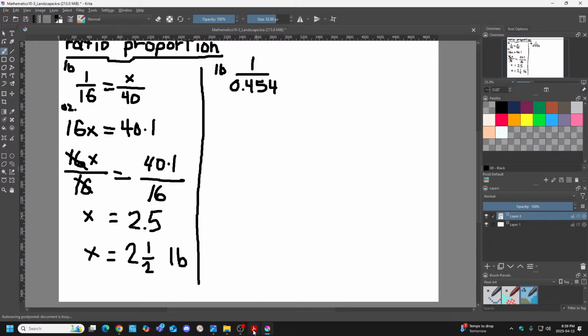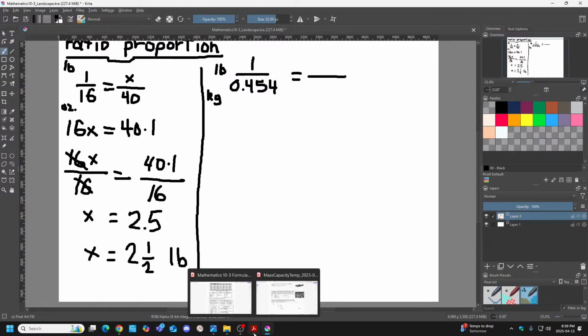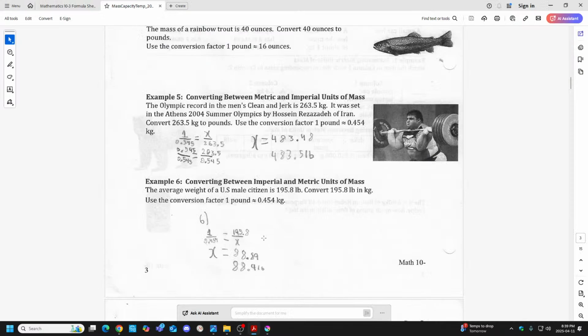Okay, and that's what? Kilograms, right? Kilograms is our numerator. Okay? Gotta be consistent, right? Pounds is on top. Pounds is our numerator. Kilograms is our denominator. Okay? So we're converting pounds to kilograms.